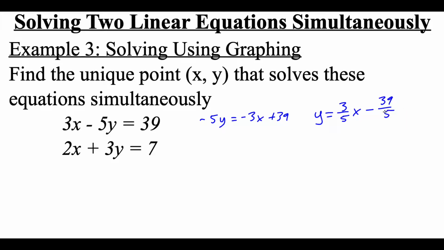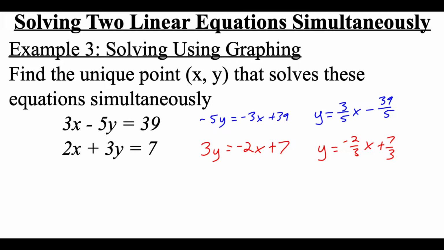Now I'm just going to leave those in fraction form since they don't necessarily simplify down nicely. Now if we look at our second equation, we want to do something similar and get y alone. So I'm going to subtract the 2x over to the right-hand side. So we'll get 3y equals -2x plus 7. Dividing everything by the 3, we're going to get y equals -2/3 x plus 7/3. And again, I'm just going to leave those in fraction form since they don't simplify down nicely.